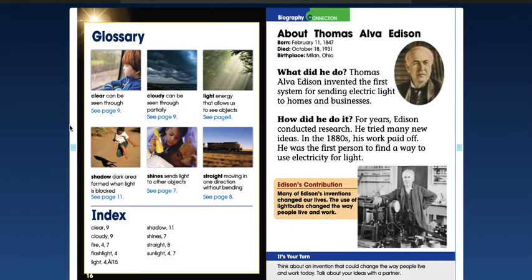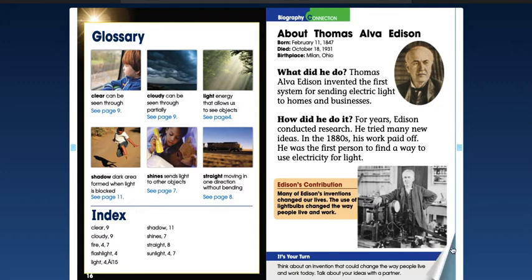Alright, so if you look here, the glossary is like a little mini dictionary in the back of a book. It has the definition of some words that are in the story, plus the page that you can find that word in. And then the index, it has words that are found in the text, plus the pages where they are found.